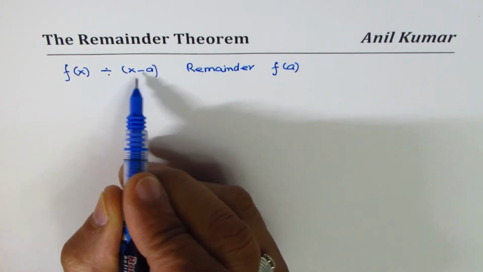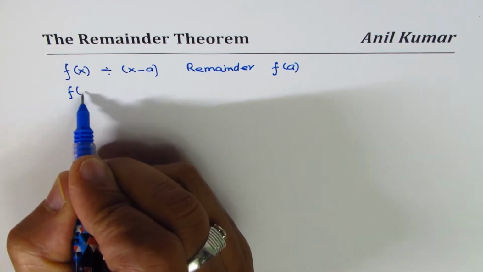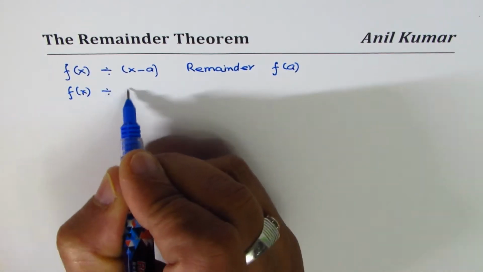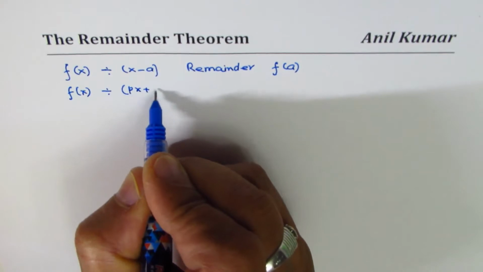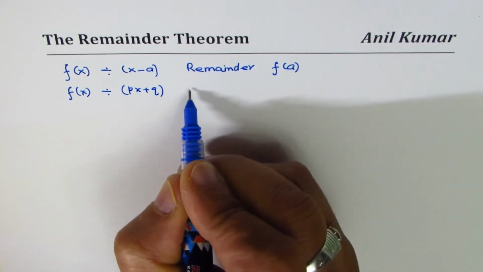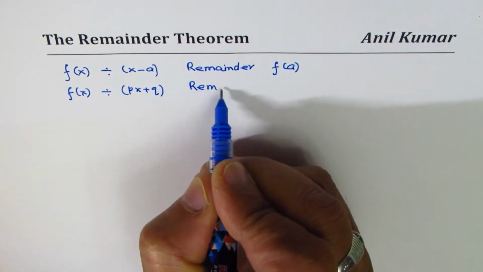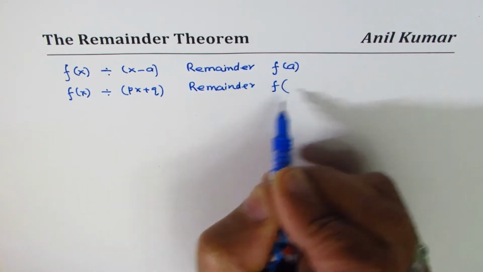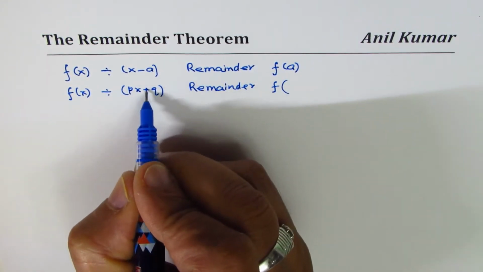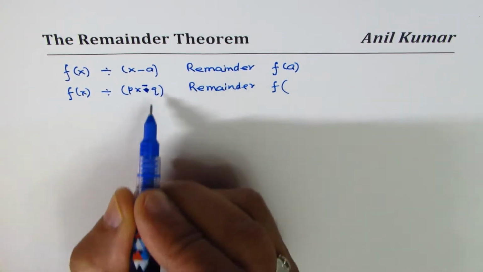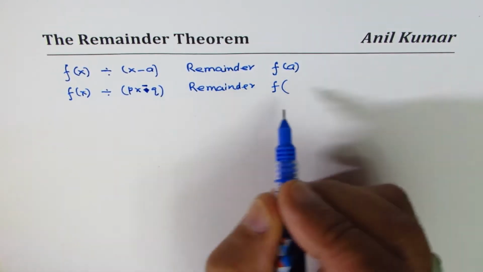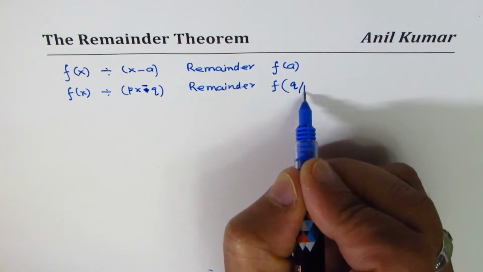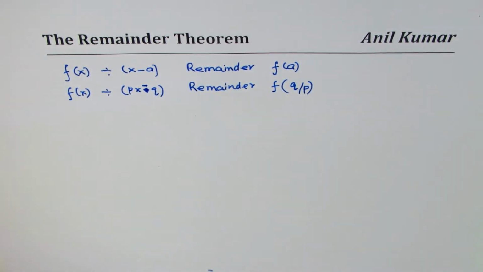Now if you are dividing by a linear factor which is, let's say, px plus q, in that case the remainder should be f of, let's take minus here, whatever makes this 0, it should be minus q divided by p, right? So that is what the remainder theorem is.